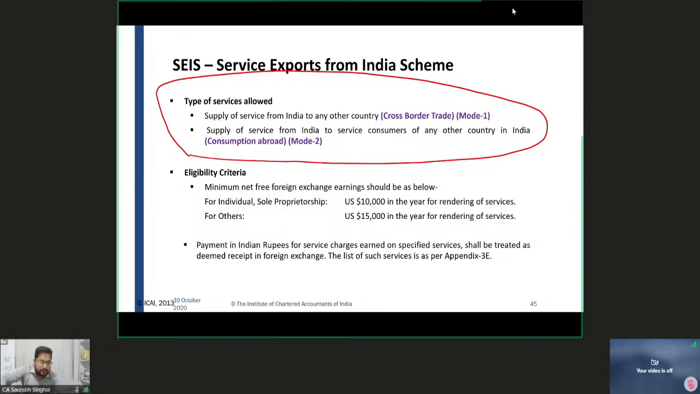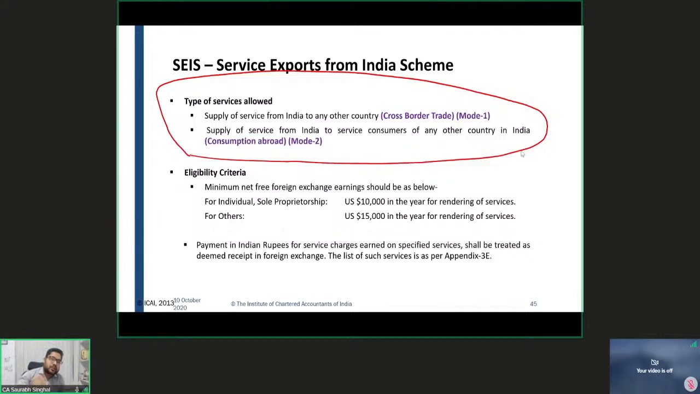The first category being services which are provided sitting in India to a person outside India, also called Mode 1 services. These are eligible services. Second being supply of services from India to service consumers of any other country in India. So if a foreign tourist has visited India and to whom we have provided services and earned foreign exchange, those are also eligible services. Third is services provided by opening a commercial establishment outside India.